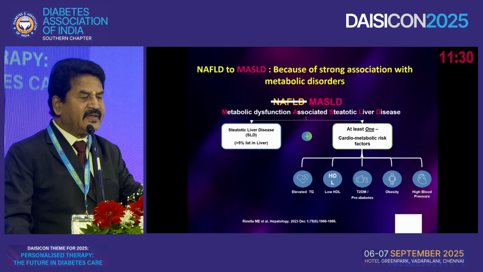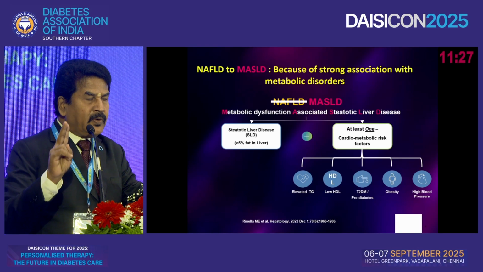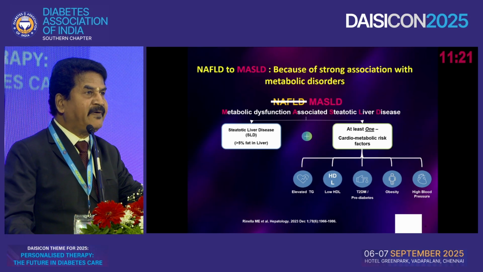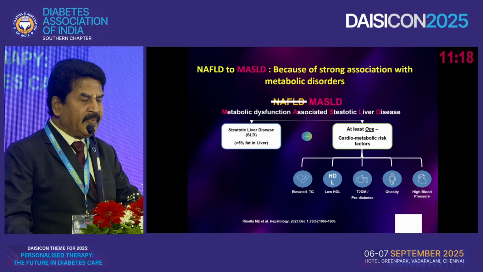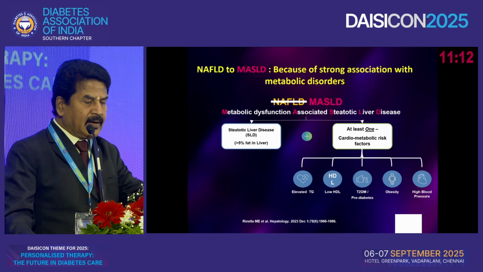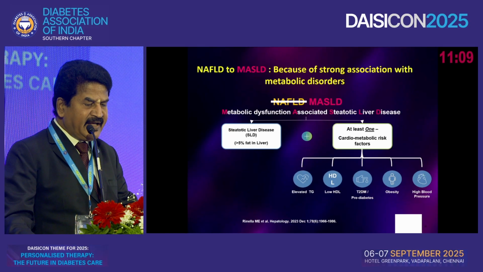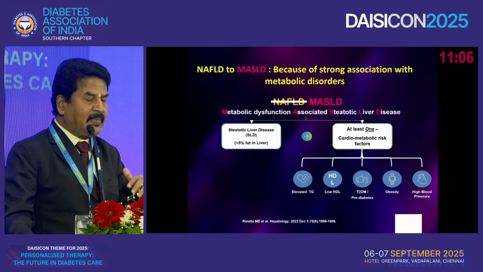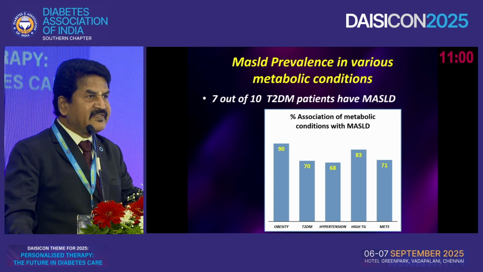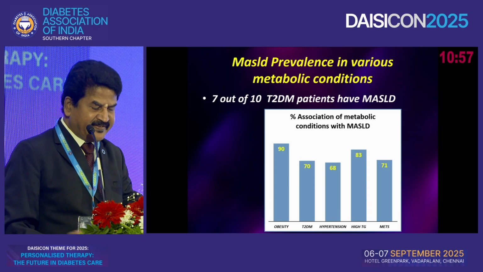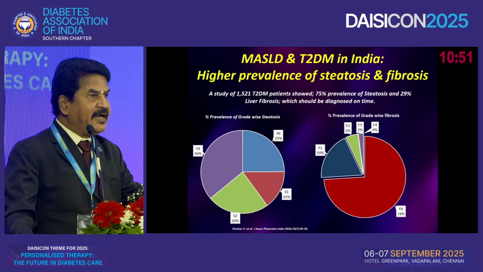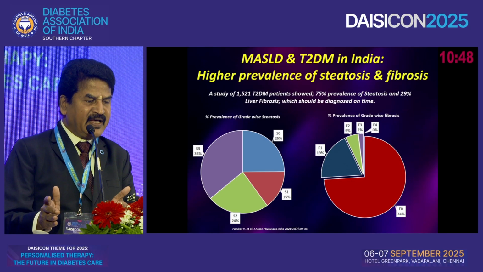When you call the condition MASLD, there are two important components. One is a steatotic liver disease, that is more than 5% fat accumulation in the liver. Number two, at least one cardiometabolic risk factor like elevated TG, low HDL, T2DM or prediabetes, obesity, or high blood pressure. So MASLD has a higher prevalence: 7 out of 10 type 2 diabetic patients have MASLD.